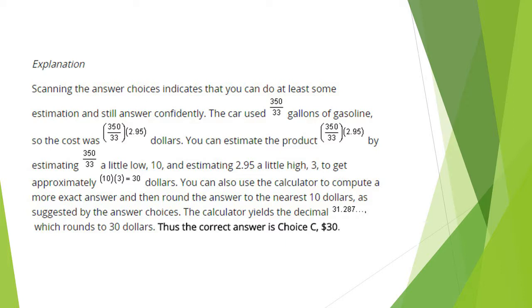You can also use the calculator to compute a more exact answer and then round the answer to the nearest $10, as suggested by the answer choices. The calculator yields the decimal 31.287, which rounds to $30.